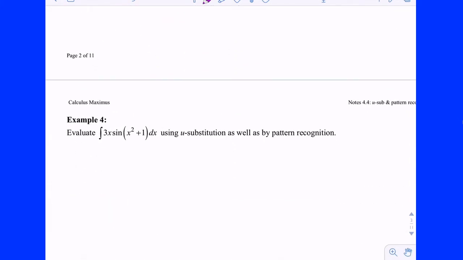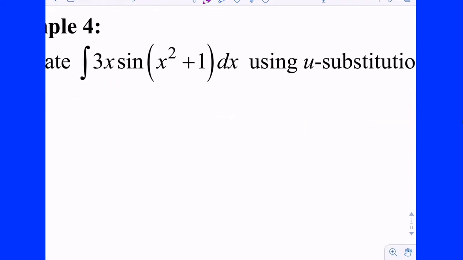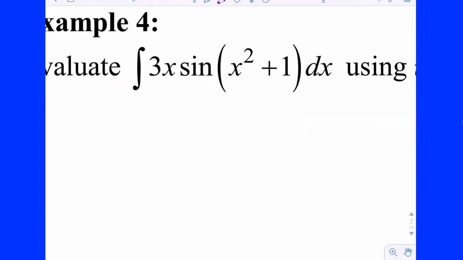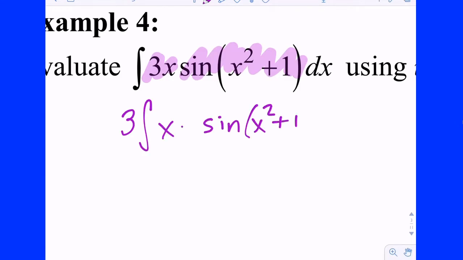All right, example 4. Evaluate the integral, blah, blah, blah. Okay, so I walk up to the problem. I notice I have a 3x, that's a variable, times sine of x squared plus 1. I notice I have a product of two variable functions. First thing I'm going to do is pull the 3 out front. If you have a constant multiple, I would recommend just pulling it out front. He's the writer. He's going to be in your final answer, and then you can combine him with any of the factors that are there.